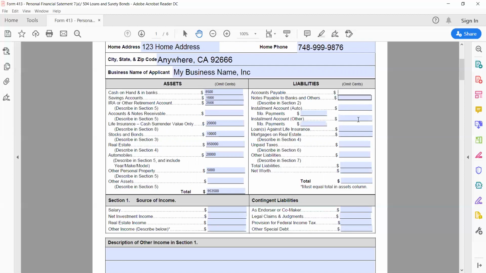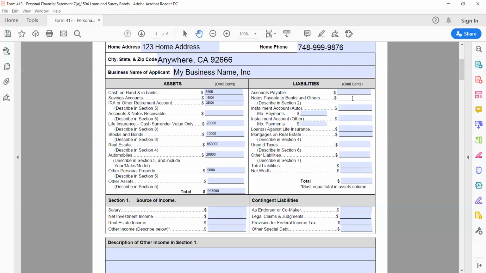Okay, now we take a look at our liabilities. Accounts payable would be, maybe you took possession of a piece of equipment, but they're going to send you an invoice that you have to pay at some point in the future. That would be an example of an account payable. For most people, it's here.